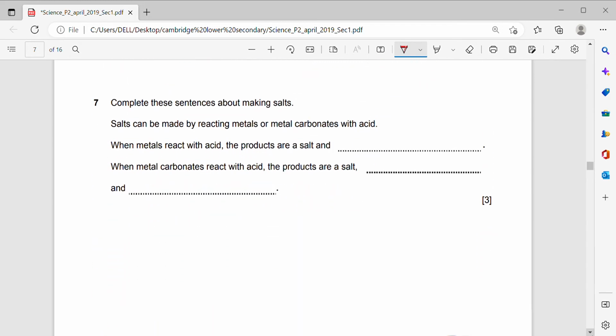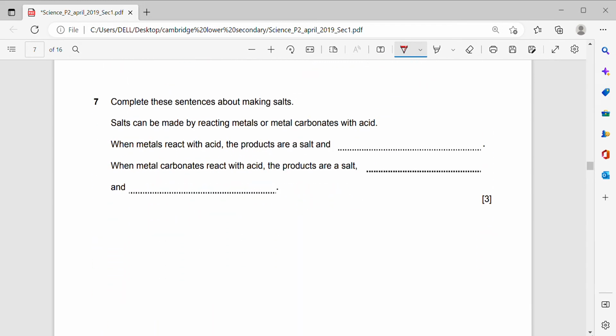Next question. Complete these sentences about making salts. Salts can be made by reacting metals or metal carbonates with acid. When metals react with acid, the products are a salt, and when metal carbonates react with acid, the products are a salt and what? Okay, let's make it simple.